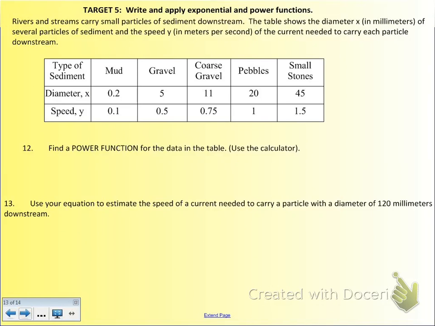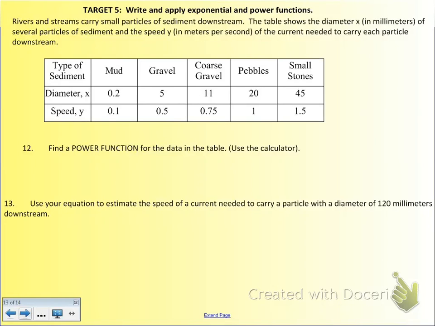And then our last question of the day, yay, is the following. Rivers and streams carry small particles of sediment downstream. The table shows the diameter x in millimeters of several particles of sediment and the speed y in meters per second of the current needed to carry each particle downstream. So here we have a chart. You're going to put your chart again into your calculator using the same exact process you just did, except a little bit at the end is going to be different.